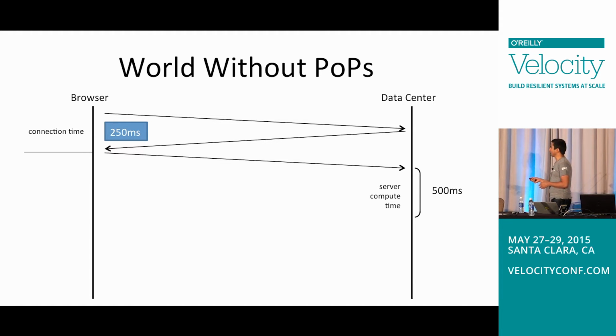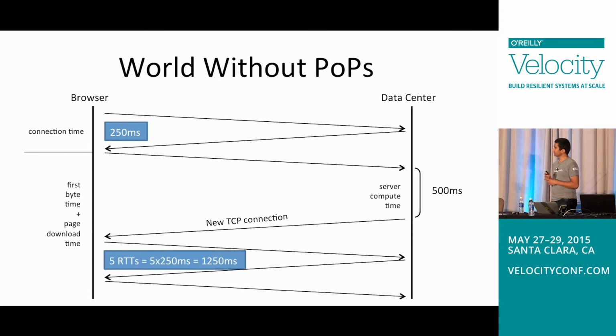Let's assume server computation time is 500 milliseconds. So the data center gets the request, does its computation, tries to build the HTML page, and once the HTML page is ready, it'll send the whole HTML back to the browser, right? But here's the interesting point.